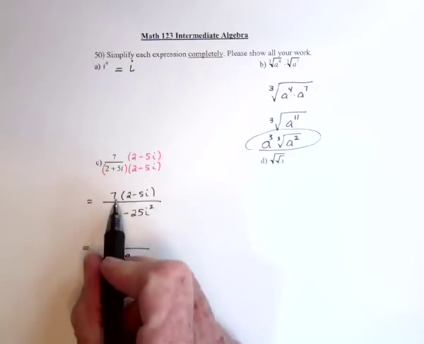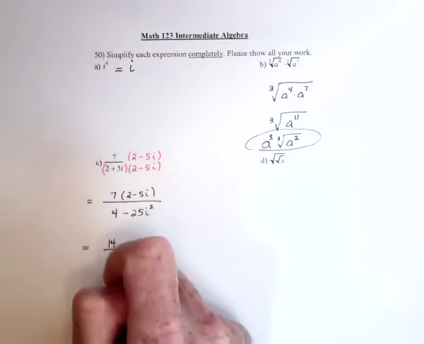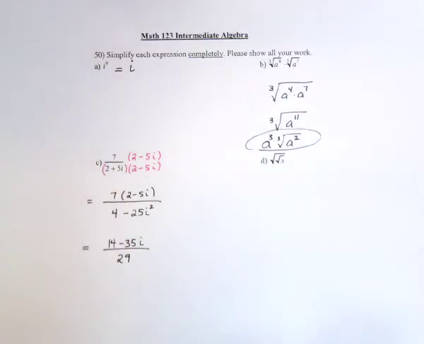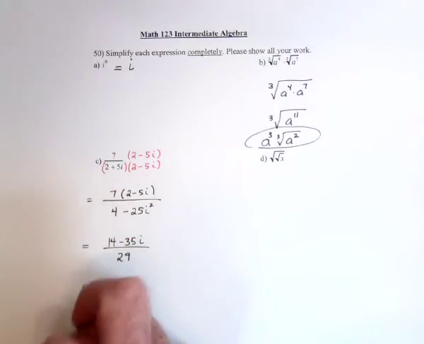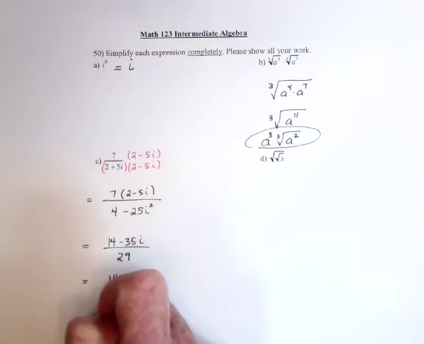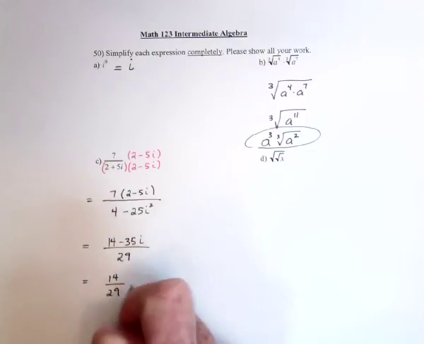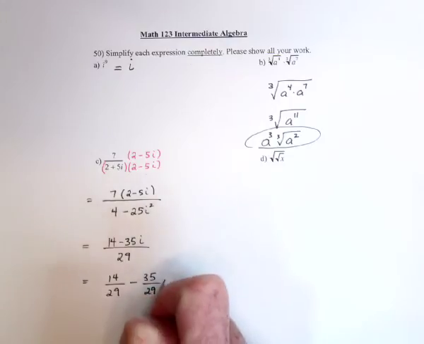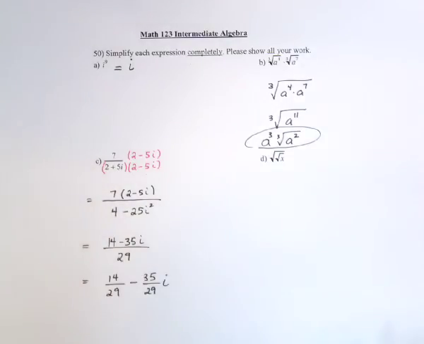7 times 2 and 7 times negative 5 is negative 35i. And then to put it in standard form, you write the real number part is 14 over 29 minus 35 over 29 for the i part. So you just separate it as 14 over 29 and negative 35 over 29, and then attach the i to that fraction.